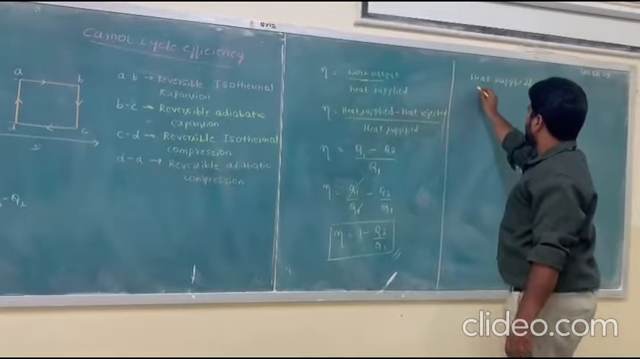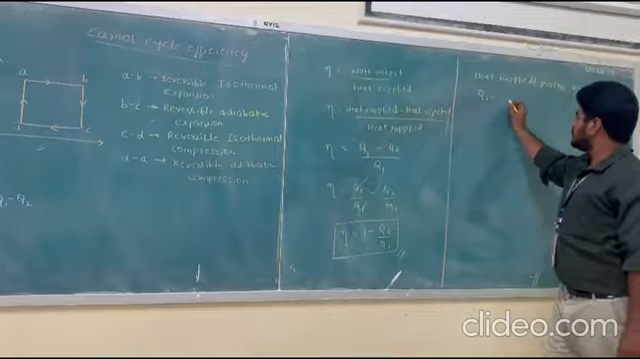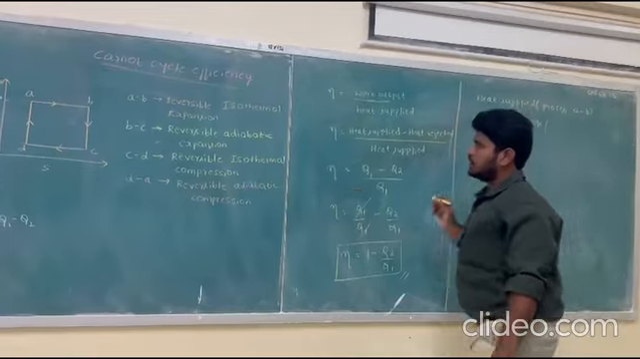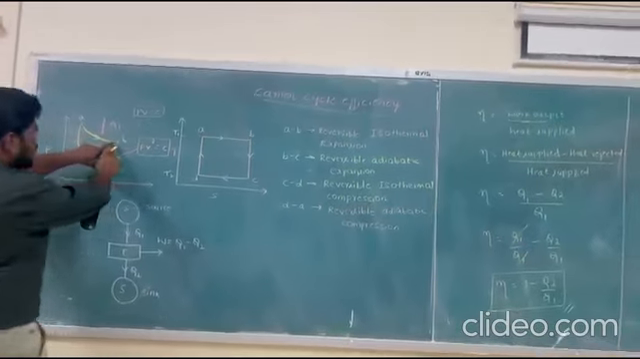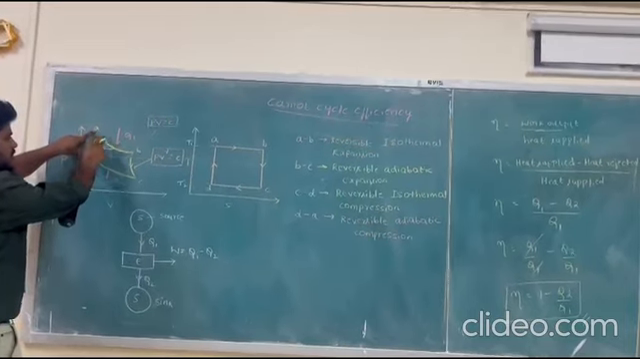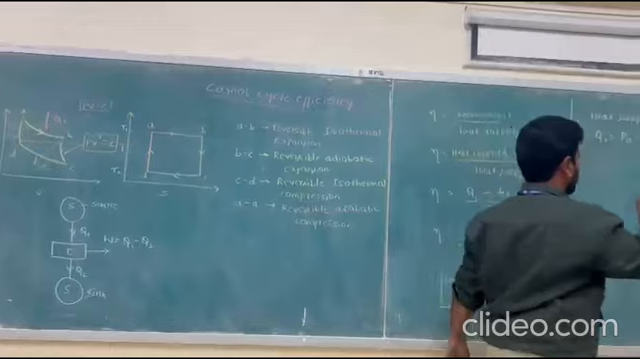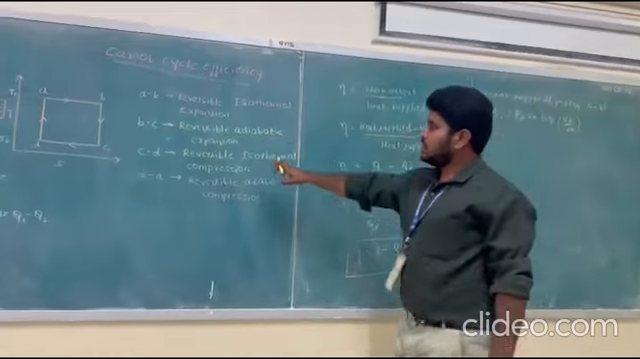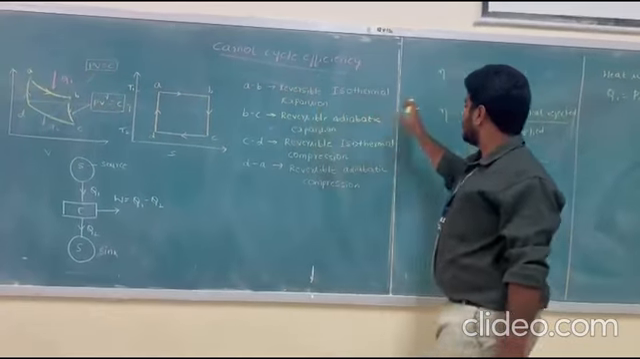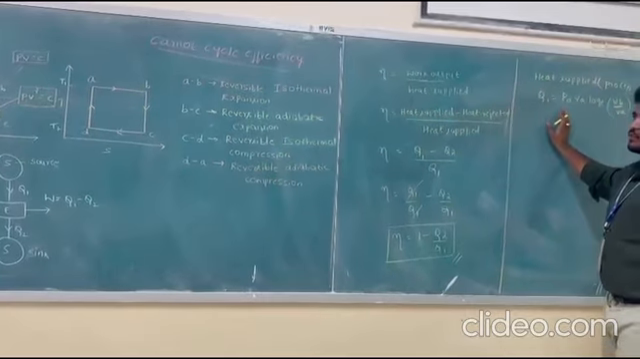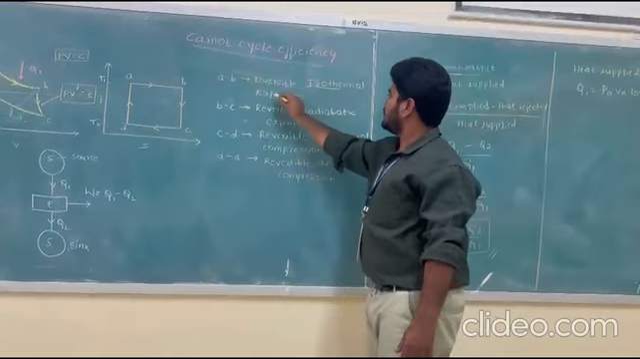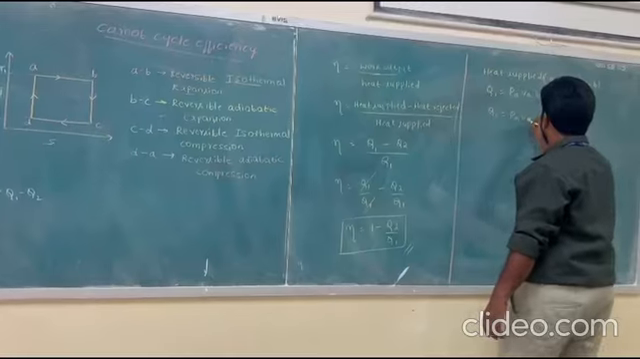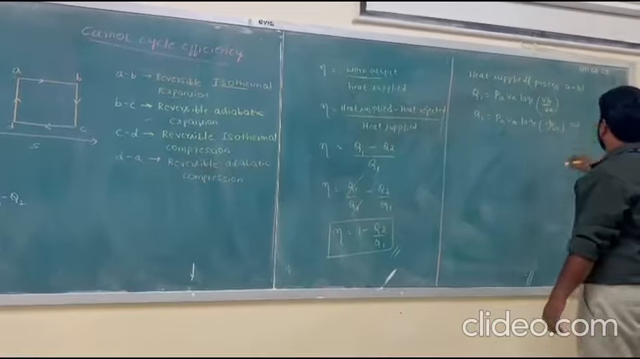So for Q1, we have the formula PA VA log e of the ratio of volumes. Here the largest volume is VB and the smallest volume is VA, so I can take the ratio as VB by VA. A to B is a reversible isothermal process where the heat is added at constant temperature. Isothermal means constant temperature process. So Q1 is equal to PA VA log e of VB by VA.